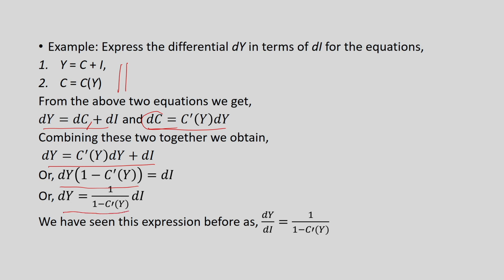And interestingly, we have seen this expression before. I said that this is like the investment multiplier in the Keynesian model, but there I expressed it in this form, dy di. Here I did not differentiate y with respect to I; I took the differentials and I got a similar expression.